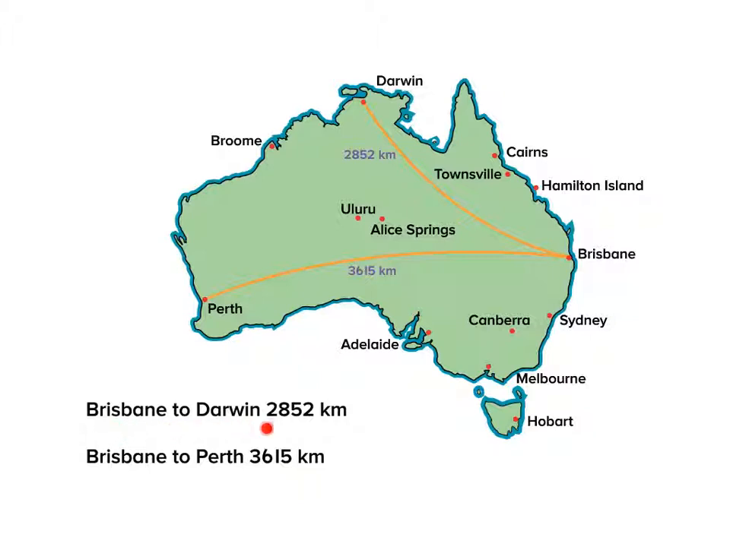Brisbane to Darwin, 2,852. Brisbane to Perth, 3,615. So which one of these two is the greater number? Well, my eyes go straight to the thousands column. This one has a 2 in the thousands column and this one has a 3 in the thousands column. So straight away I can see that Brisbane to Perth is a greater distance than Brisbane to Darwin.